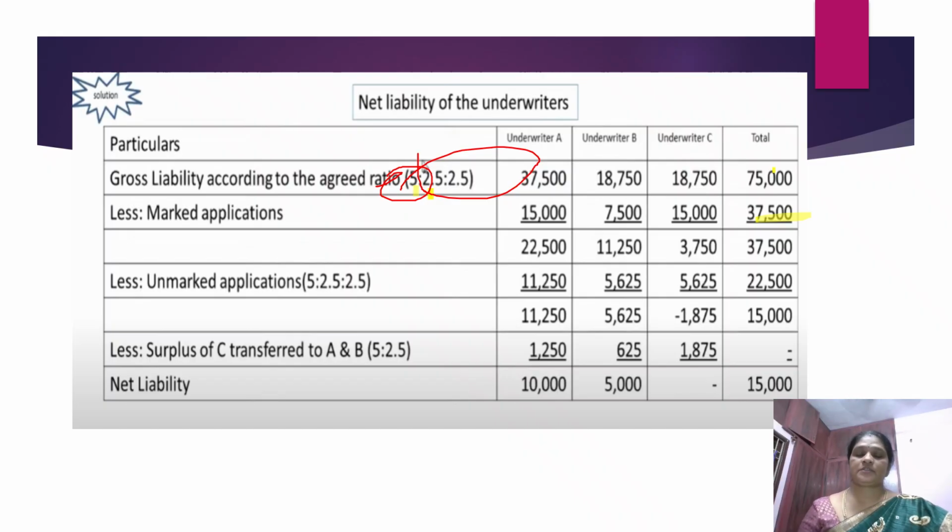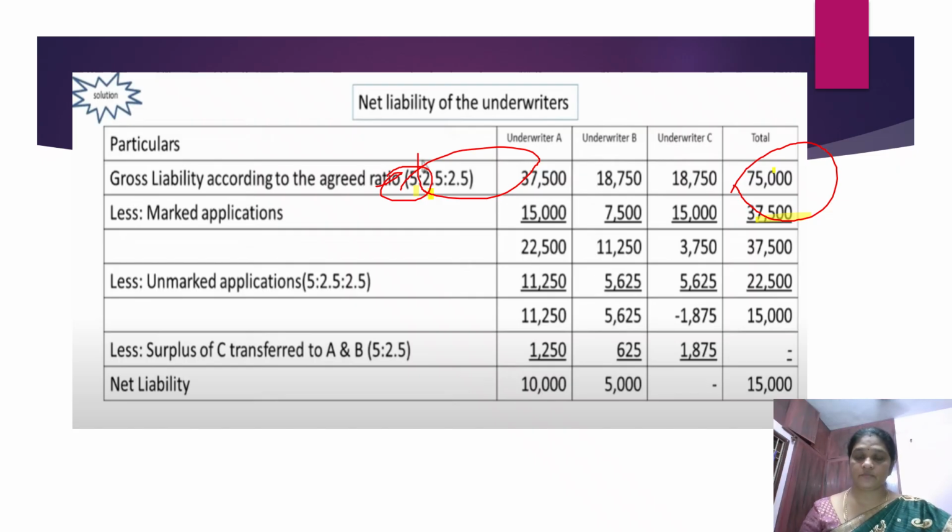The total number of shares was 75,000. That 75,000 is divided according to their agreed ratios: 50%, 25% and 25%. We can simplify it into 5 is to 2.5 is to 2.5. So 75,000 is divided according to the ratios: 37,500. That is 75,000 into 5 divided by 10.